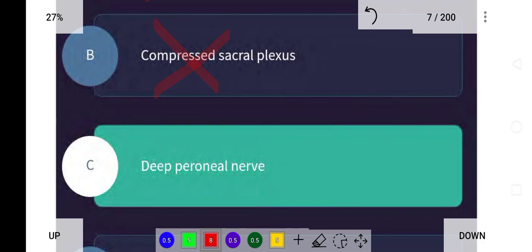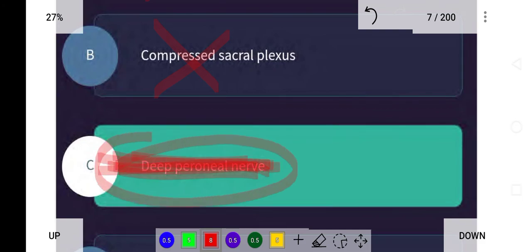Compressed sacral nerve. Deep peroneal nerve supplies the dorsum of foot, so anterior aspect of leg. So the patient cannot dorsiflex the foot. So that's why deep peroneal nerve damage is there.